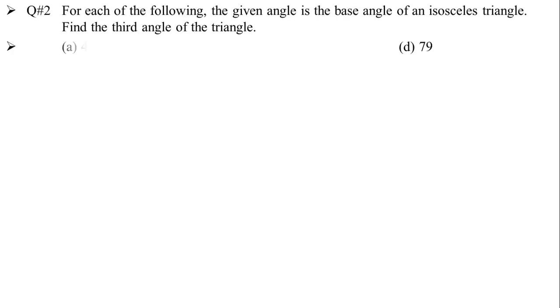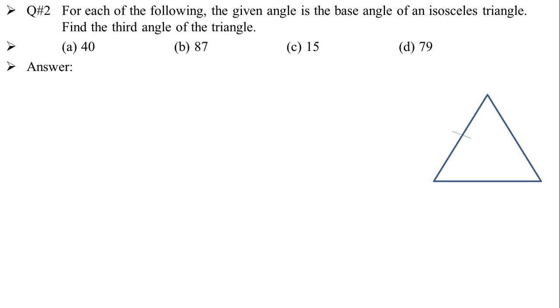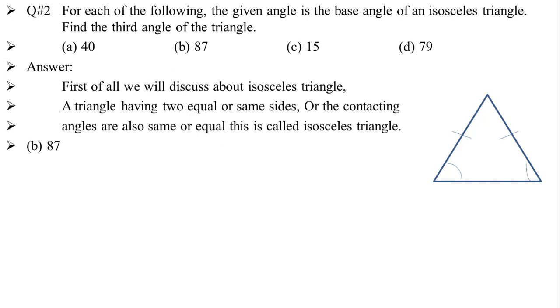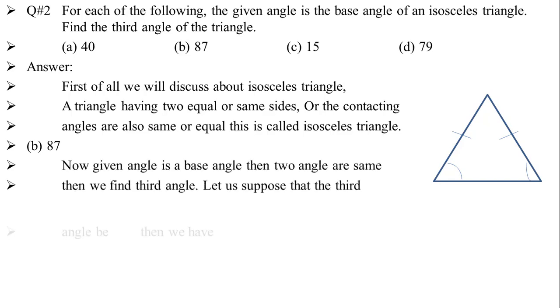Then we will move to the next part, find the third angle of an isosceles triangle. We draw the same triangle having two equal sides and two equal angles. Here the given angle is a base angle of 87 degree. Now we will find that the third angle is x degree.